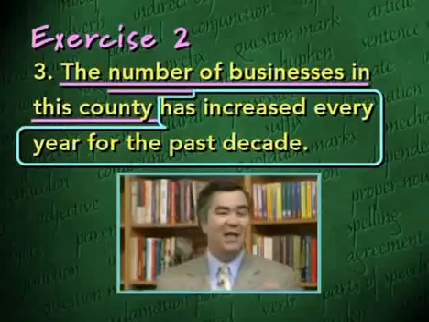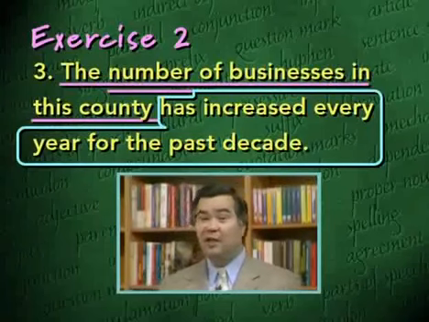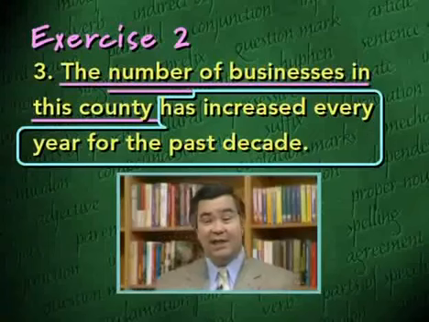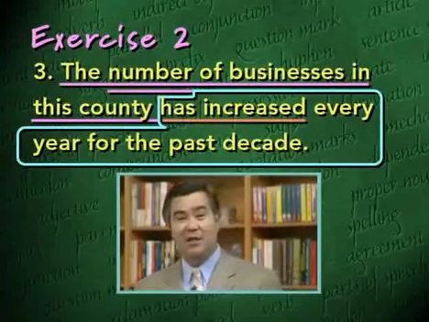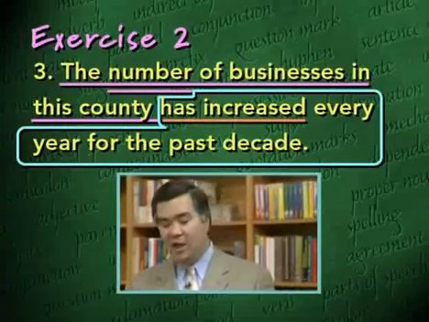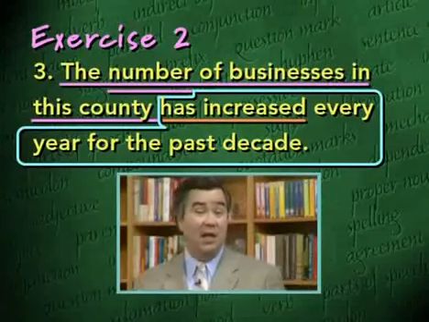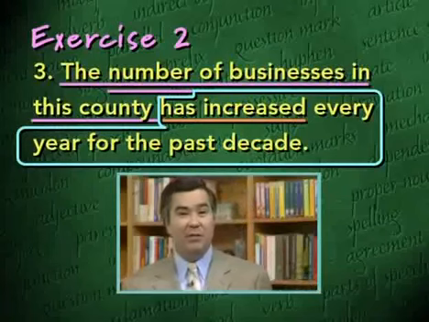In this case, the verb consists of two words. Sometimes verbs in English do consist of two or even more words. In this case, the verb includes both the word has and the word increased. You need both of those words to make the complete verb to explain what the number of businesses in this county has done. The number has increased. You need both of those words to make up the verb.